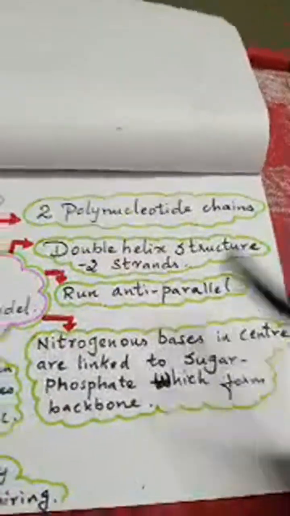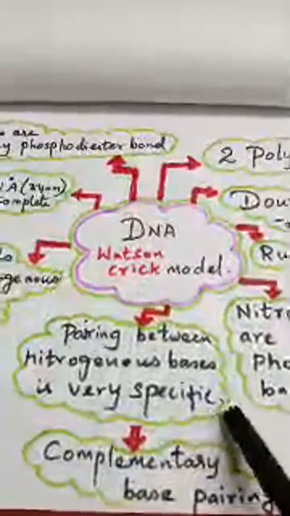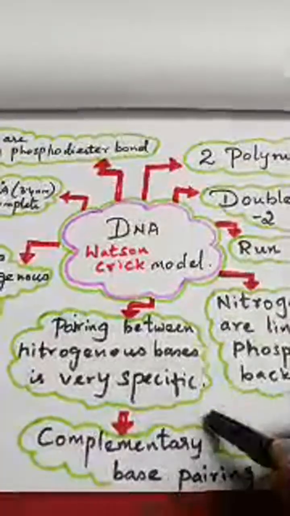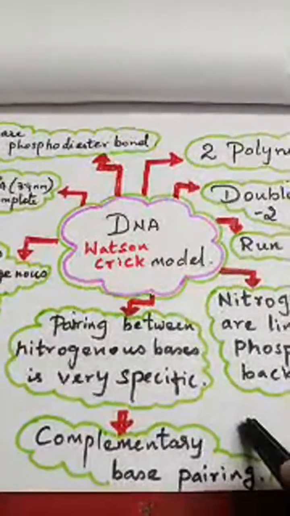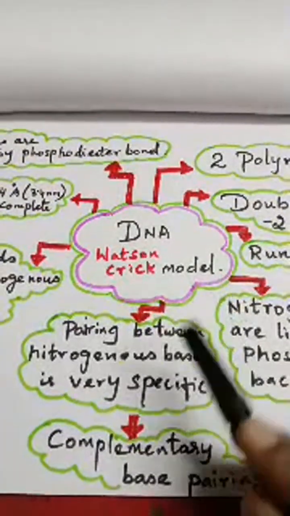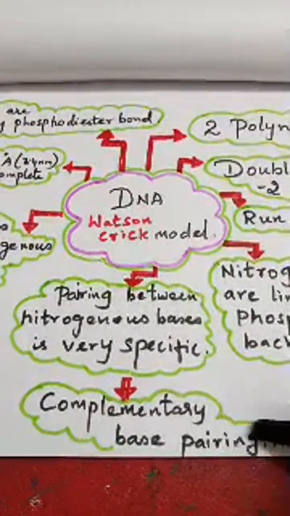Is that clear? And then we have seen that the base pairing between nitrogenous bases is very specific. So I told you that adenine will be pairing with thymine, and guanine will always pair with cytosine. That is very specific. They will not change. The adenine will not pair with guanine, and the thymine will not pair with the cytosine. A will be pairing with the T only, and C will be pairing with the G only. So that base pairing is known as the complementary base pairing.